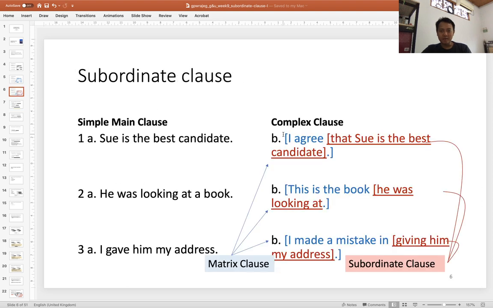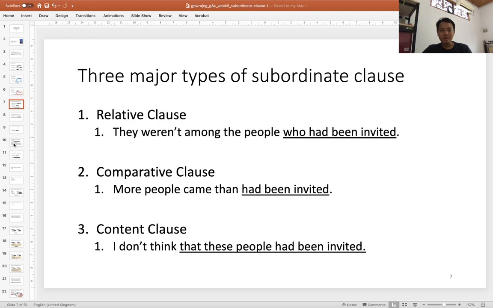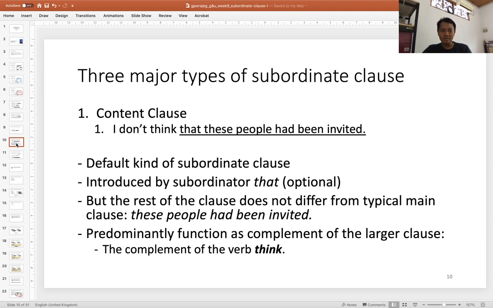Or similar, like I agree that Sue is the best candidate. So we will look at examples from this type, okay? Since we focus on this type, let's see how it is in more detail.